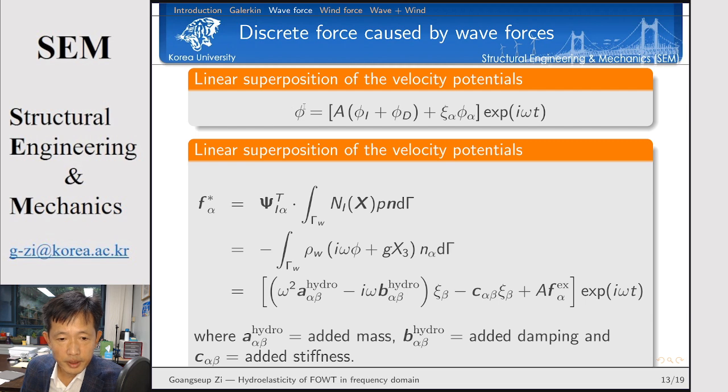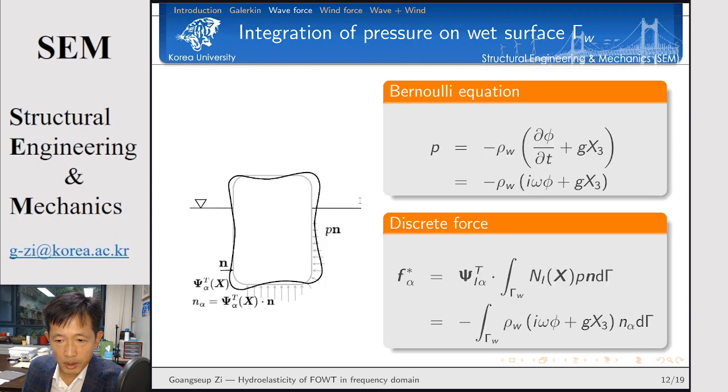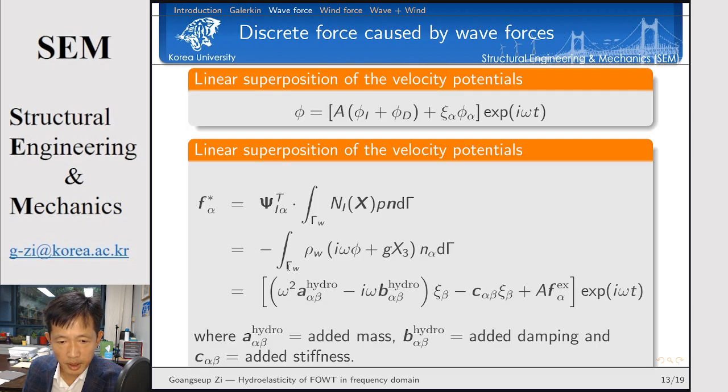Eventually, if you plug that information of the velocity potential into that equation, because the pressure is given by the Bernoulli equation, and solve this integration, finally we can obtain a term associated with omega square, a second term associated with i omega, and a third term associated with just 1 times C beta, and then the external force and exponential i omega t.